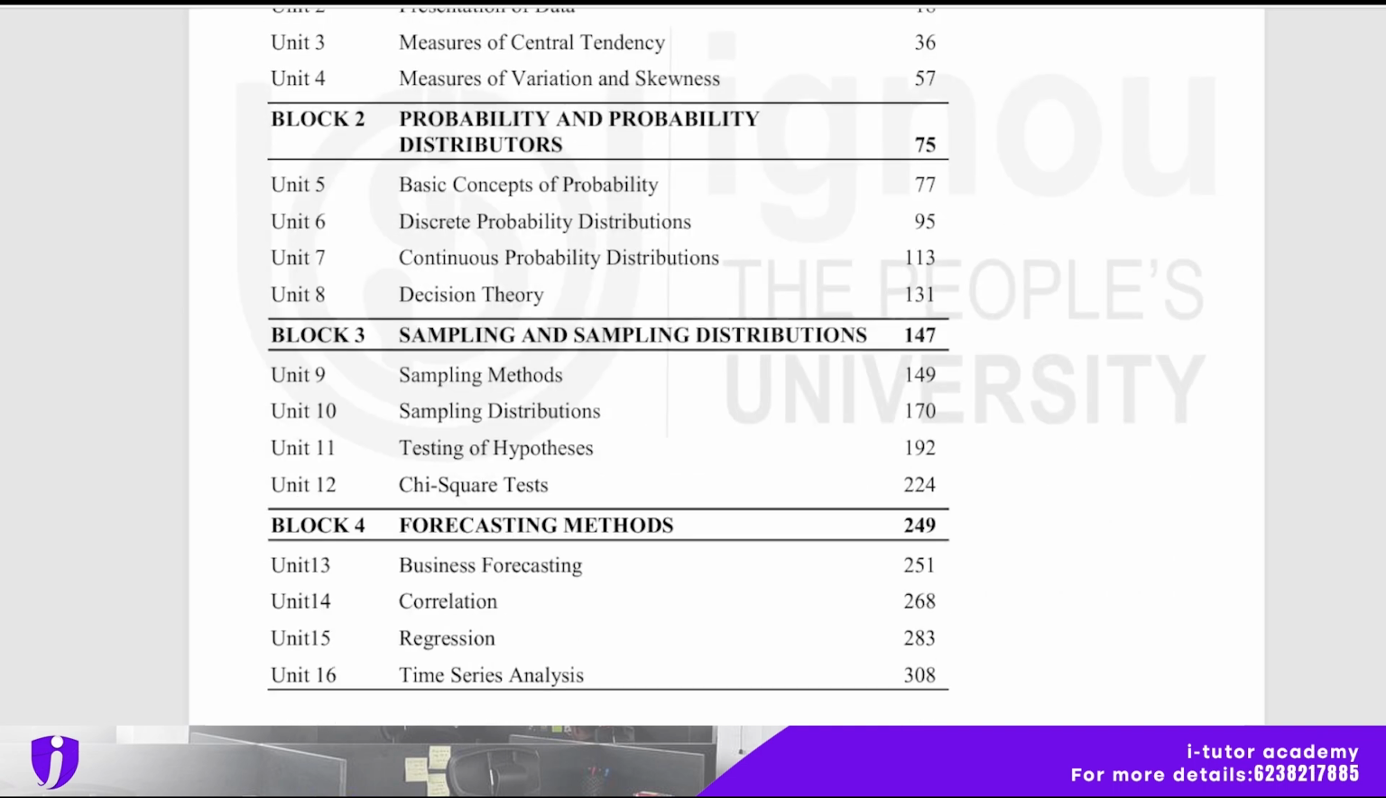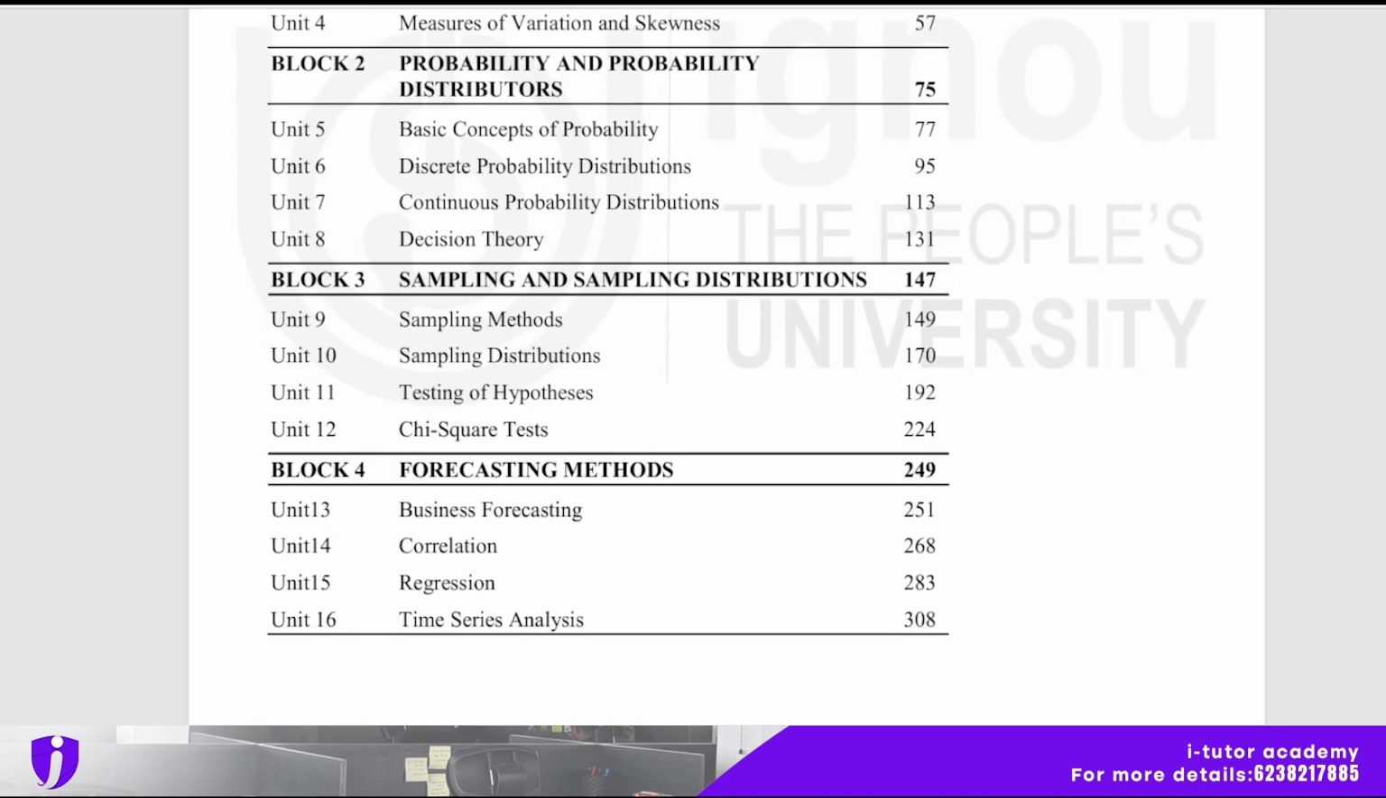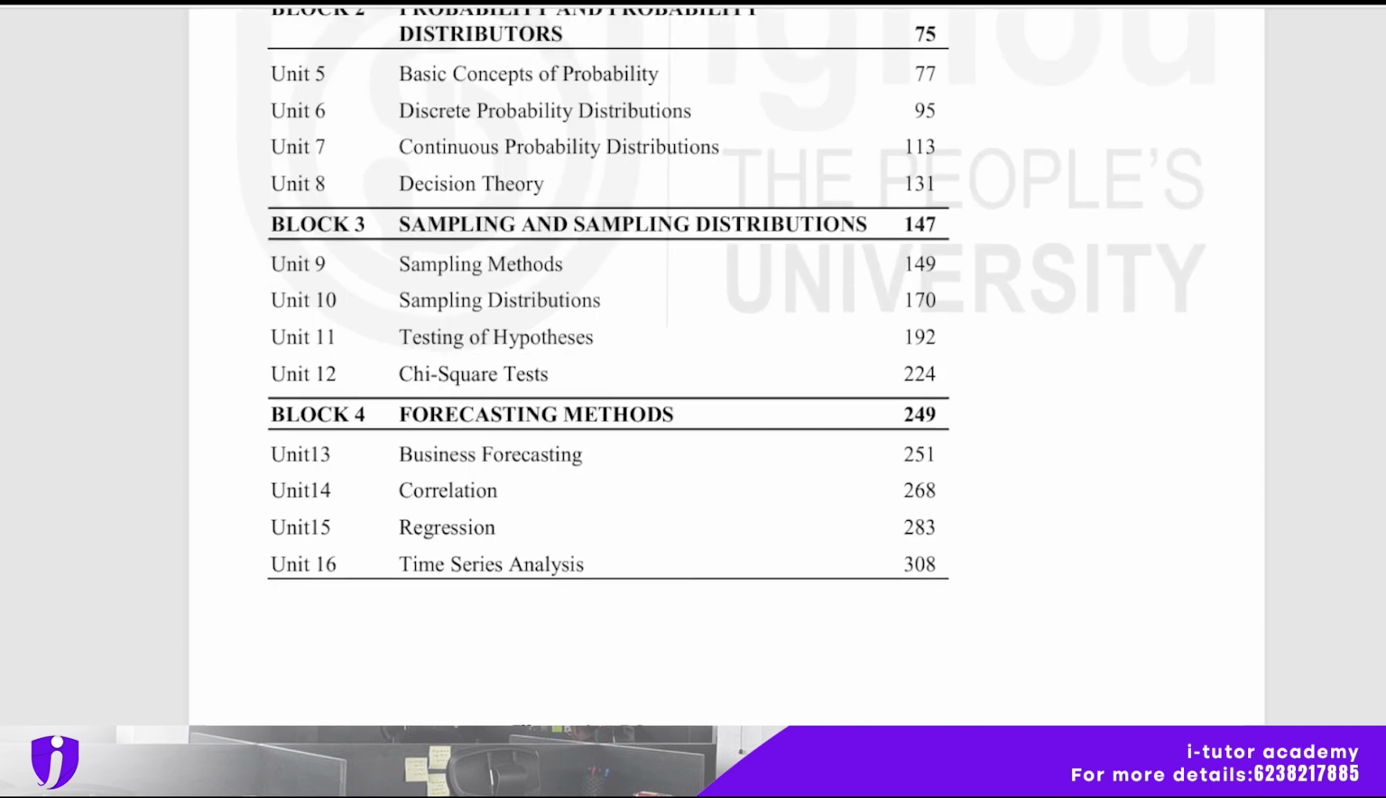And block 2 is probability and probability distributions. Under block 2, units 5, 6, 7 and 8 are there. Unit 5 is basic concepts of probability. Unit 6 is discrete probability distributions. Unit 7 is continuous probability distribution, and unit 8 is decision theory.